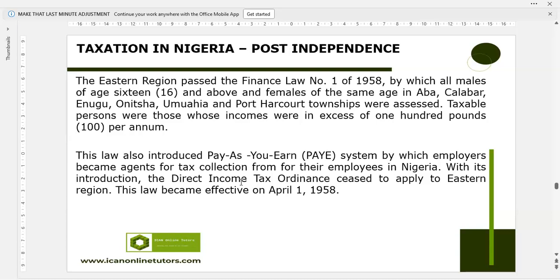So post-independence now, this is Nigeria. The Eastern region passed the Finance Law number 1 of 1958, by which all males of age 16 and above and females of the same age in Aba, Calabar, Enugu, Onitsha, Umuahia, and Port Harcourt townships were assessed. Taxable persons were those whose incomes were in excess of 100 pounds.